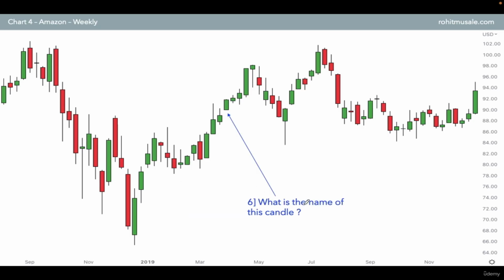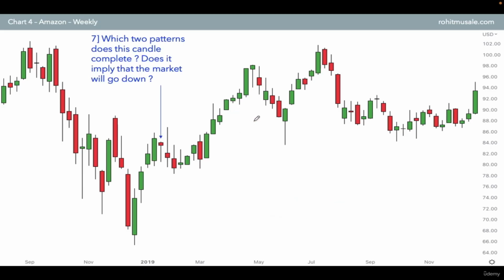Number 6. What is the name of this candle, this particular candle? Number 7. Which 2 patterns does this candle complete, and does it imply that the market will go down? So we are looking at this candle.